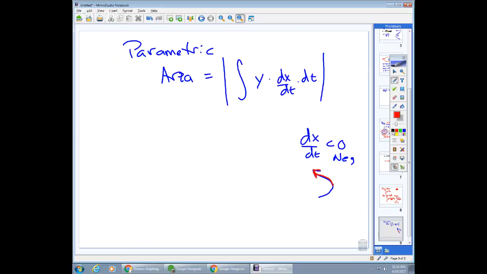Other formula that's important is parametric arc length, and that one's not bad at all, except we got that crazy square root that often messes it up. That's just the square root of dx dt squared plus dy dt squared inside there.